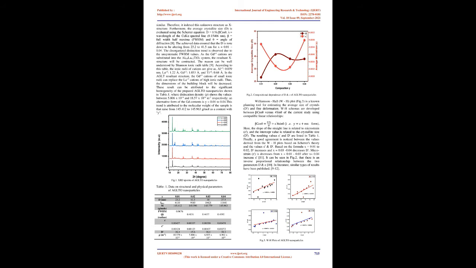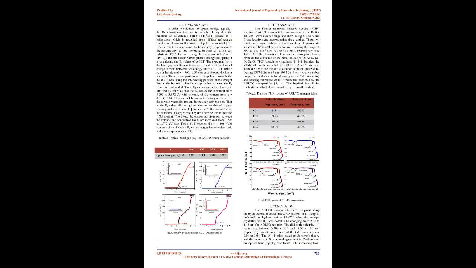Herein, for the peak positions of y equals 0.01 to 0.04 contents, the dimensions of the building block are found to decrease. These results can be attributed to the significant homogeneity of the prepared AGLTO nanoparticles shown in Table 1, where dislocation density shows values between 5.806 x 10^14 and 18.57 x 10^14 m^-2 respectively.